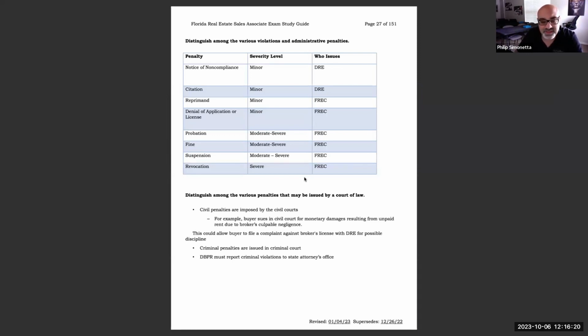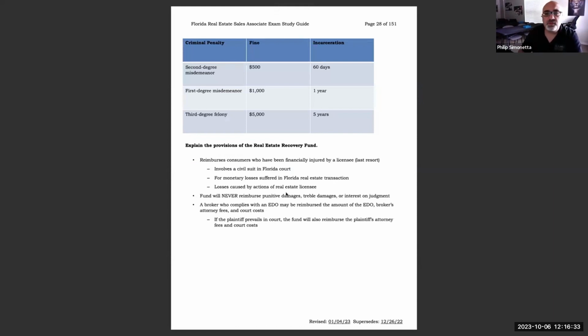Okay. So in an investigation, if the DBPR finds any criminal violations or any activity, they must report that to the state attorney's office, and then they'll proceed if they want to prosecute. Right. So let's look at the criminal penalties. Right. A second-degree misdemeanor is punishable by up to a $500 fine and up to 60 days in jail. A first-degree misdemeanor is up to a $1,000 fine and up to 1 year in jail. And a third-degree felony is up to a $5,000 fine and up to 5 years in jail. So those are the penalties you need to know for your examination. Okay.